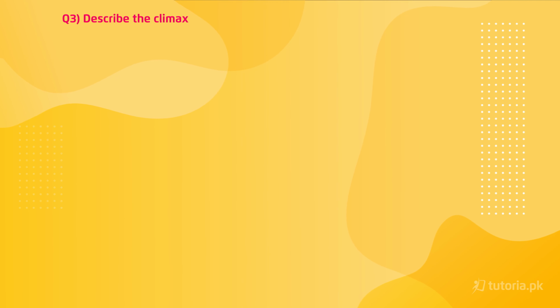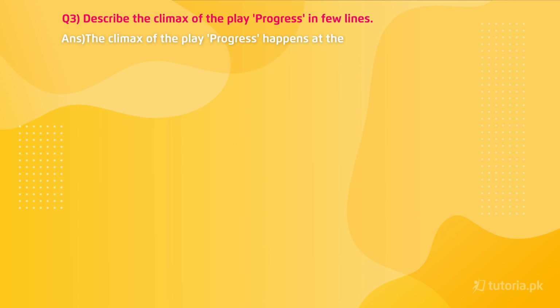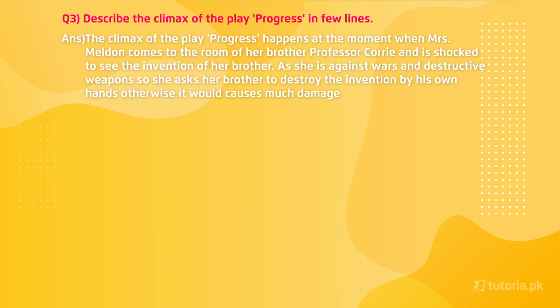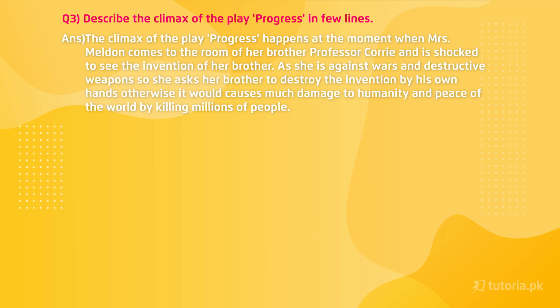Third question, describe the climax of the play Progress in a few lines. Answer: the climax of the play Progress happens at the moment when Mrs. Meldon comes to the room of her brother Professor Corey and is shocked to see the invention of her brother. As she is against wars and destructive weapons, she asks her brother to destroy the invention by his own hands, otherwise it would cause much damage to humanity and peace of the world by killing millions of people.